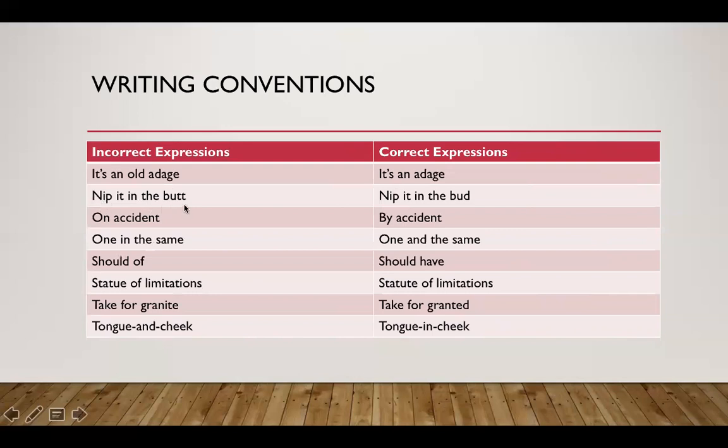Nip it in the butt. There's no nipping in the butt. The correct expression is nip it in the bud. Okay, and the reference actually has something to do with how you take care of what you're doing in the garden, nipping it in the bud. It's at the base of the flower where it meets its stem, which in essence means getting to the bottom of it. But you also hear this a lot, nip it in the butt. So we're not nipping butts, we're nipping it in the bud. On accident, we don't do anything on accident. We do things by accident.